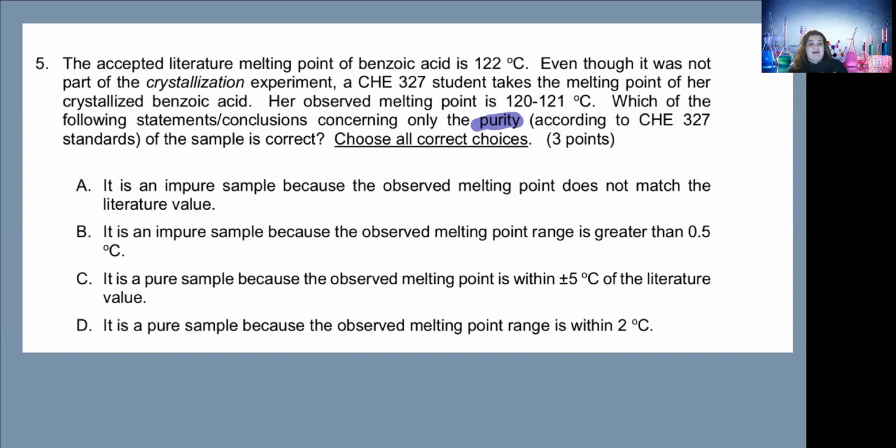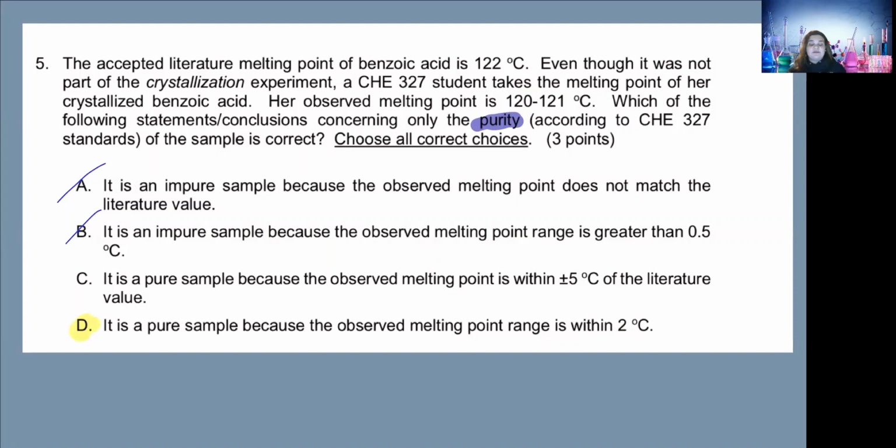For it to be an accepted value, you just want it plus or minus 5 of the literature value. Plus or minus 5 does not indicate purity. Okay, now this difference is 1 degree Celsius, so this is a pure sample. So right away, A and B are out. Now we have to decide, is it a pure sample because it's within 5 degrees Celsius of the literature value, or because it's within 2 degrees Celsius of the range? The range is within 2 degrees Celsius. Okay, or is it both? So remember what we said, all we care about is the range.